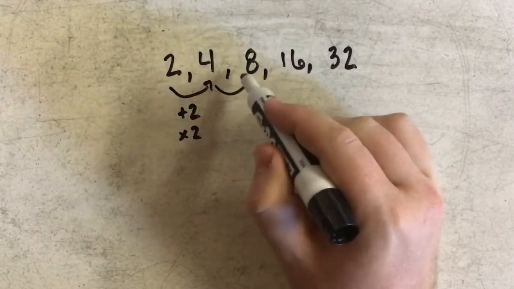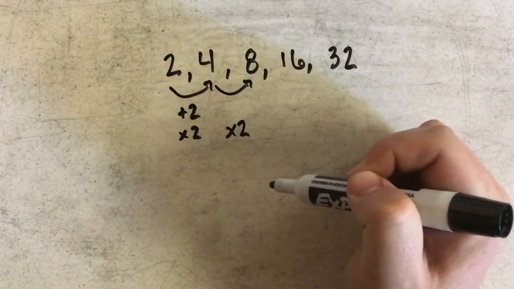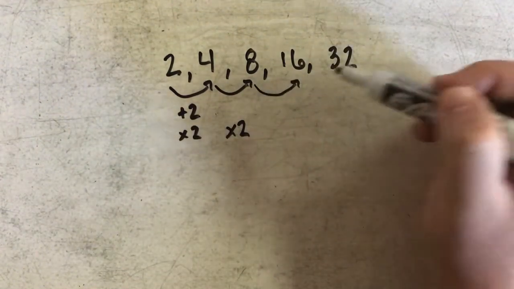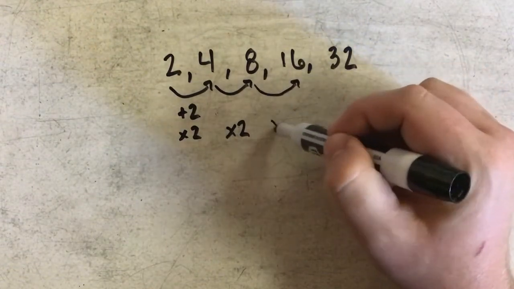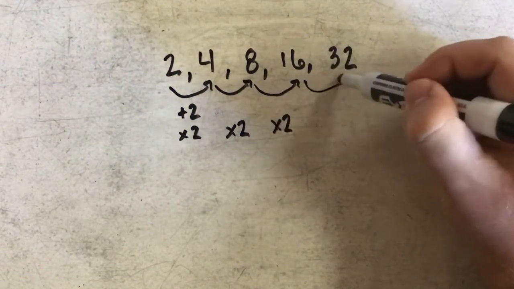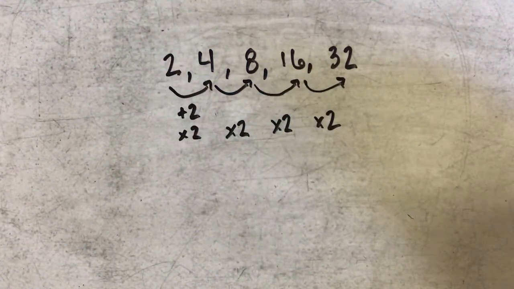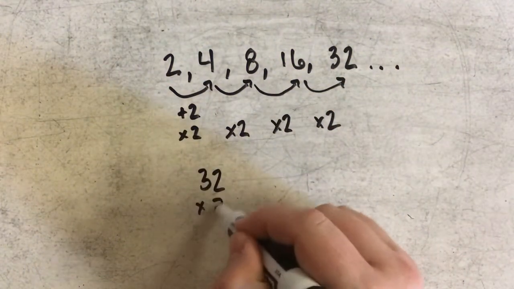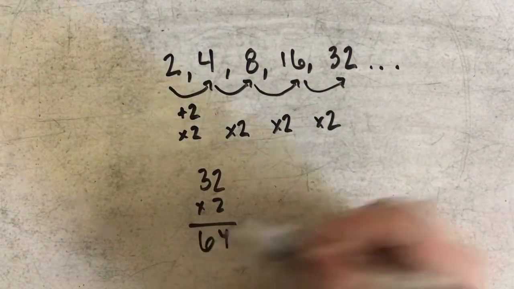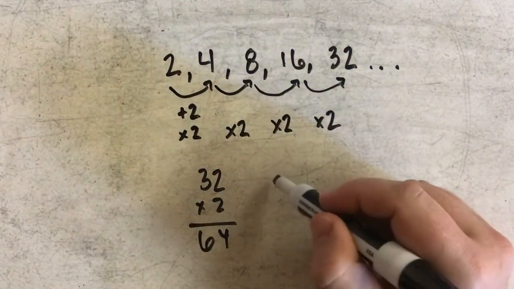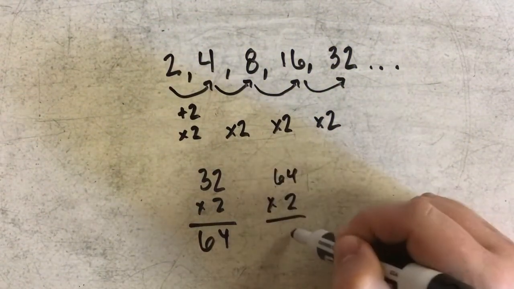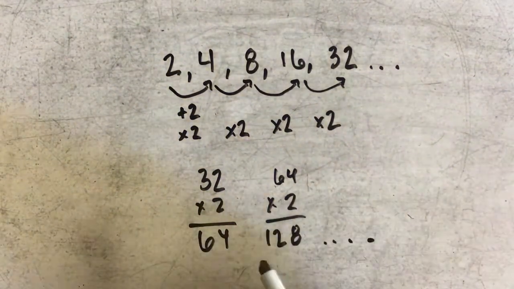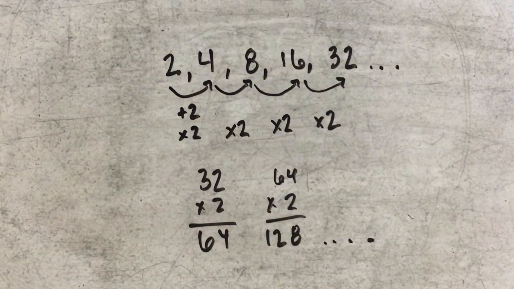But to get from 4 to 8, I could also multiply by 2. So that would be my actual pattern if it continues on for the other terms. To get from 8 to 16, I also multiply by 2. And to get from 16 to 32, I also multiplied by 2. So if I wanted to continue this pattern on, I would take 32 and multiply it by 2, which would give me 64. If I wanted to continue on, I would take 64 and multiply it by 2, which would give me 128, and continue on with the pattern for however long the problem asked me to continue.